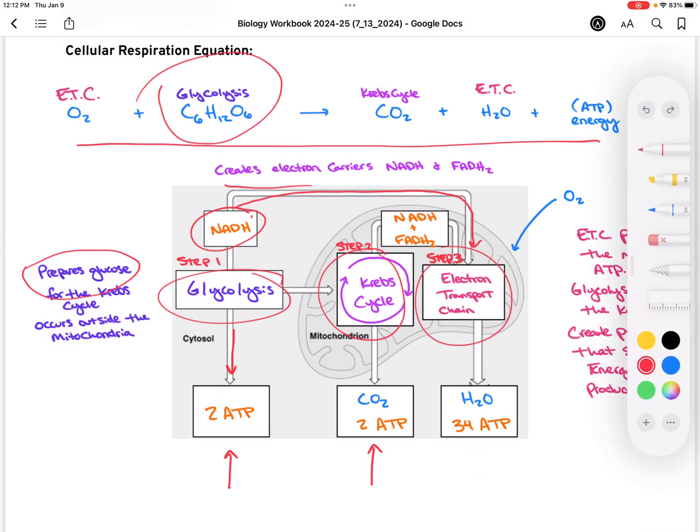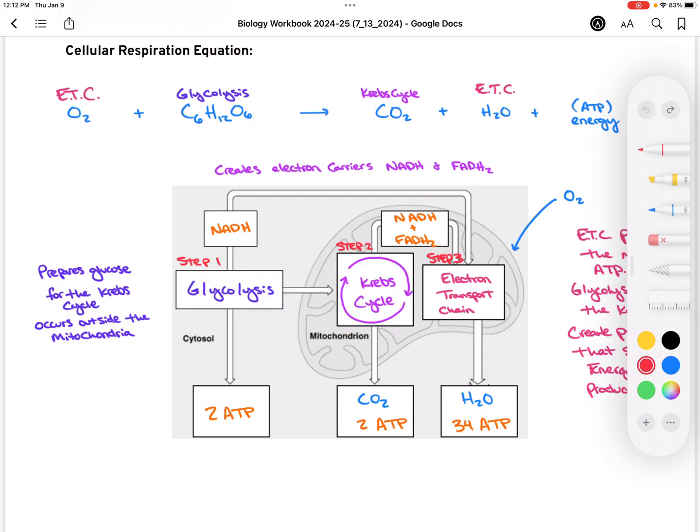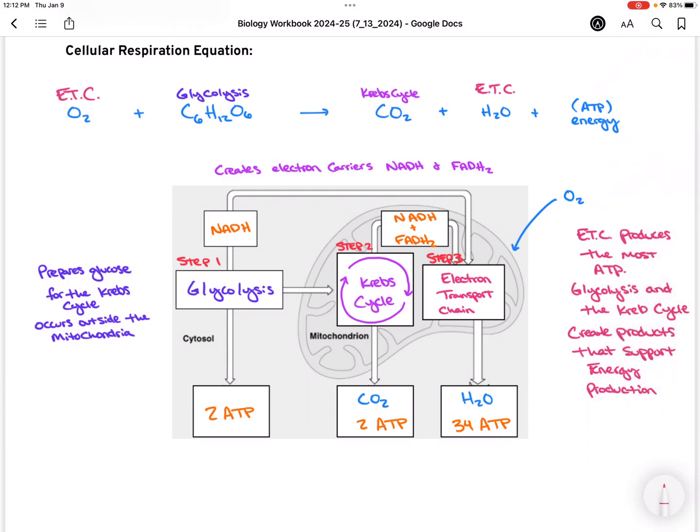So let me erase some of this. I'm starting to clutter it up again. This is going to be me going through this several times with you. All right. So we have our 3 processes. All right, I just cleared it up again. So we just talked about glycolysis and its purpose is to break it up.